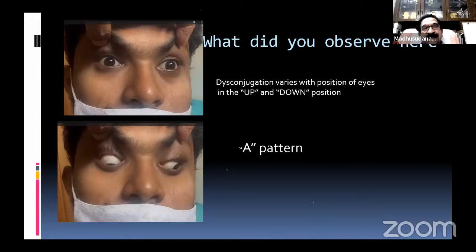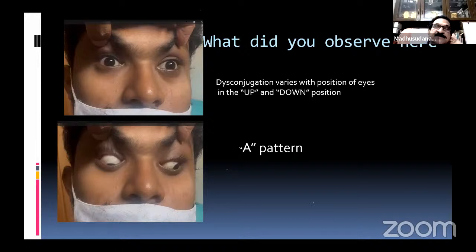The disconjugation varies with the position of the eyes in up and down gaze. This is called the A pattern. A pattern means that looking up, the eyes become closer, and looking down, they diverge out. The other way around can also occur: looking up, the eyes diverge out, and looking down, they converge. That's called the V pattern.